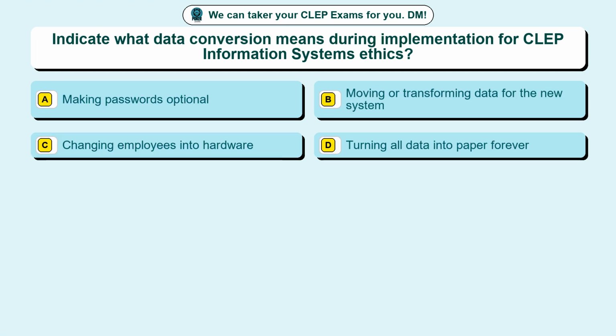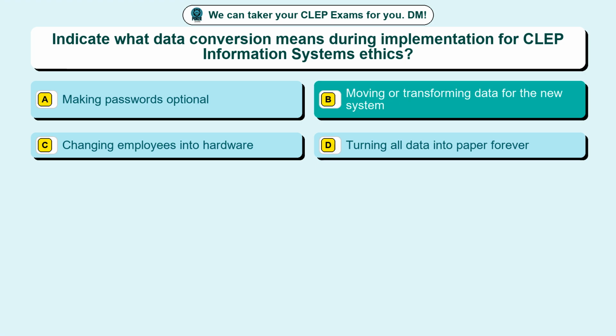Question 75. Indicate what data conversion means during implementation for CLEP Information Systems ethics. Option A. Making passwords optional. Option B. Moving or transforming data for the new system. Option C. Changing employees into hardware. Option D. Turning all data into paper forever.